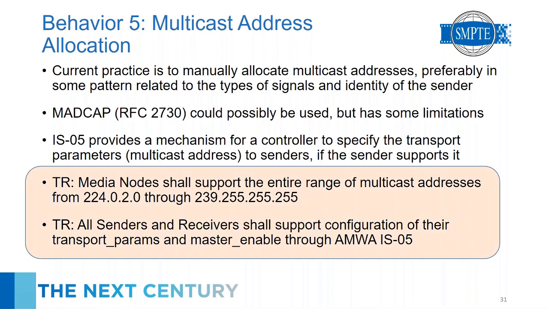And so the decision we eventually came to was that media nodes first need to support the whole range of allowed multicast addresses. I'll talk about why that is in a minute. And then second, that senders in particular, of course receivers too, but senders must support configuration of their transport information through ISO 5. So this way a controller can tell a sender, hey, this is the address you're supposed to use in this town.